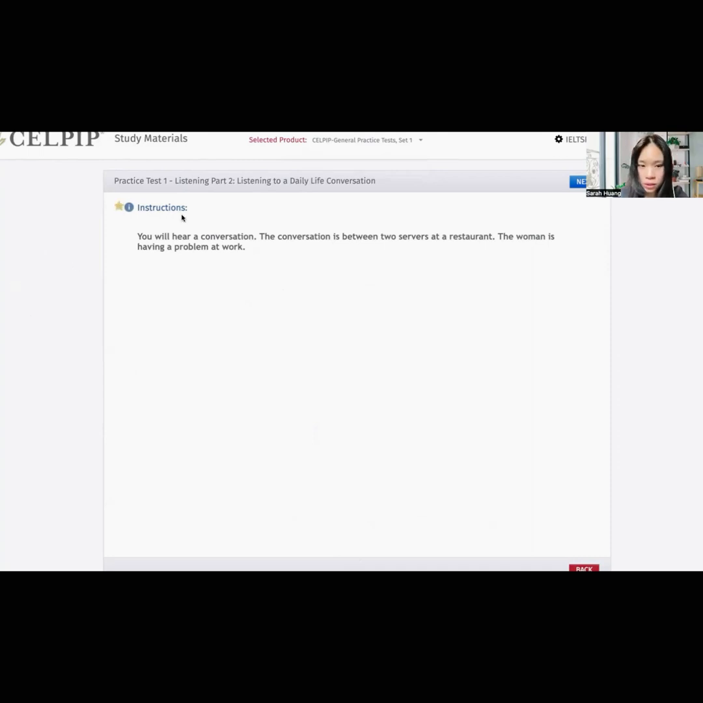The instructions, it's helpful. So you will hear a conversation. A conversation is between two servers at a restaurant. The woman is having a problem at work. All right, so we know the context.